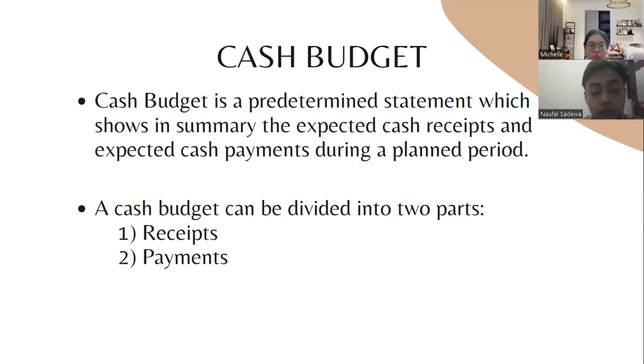A cash budget can be divided into two parts. First is receipts, such as cash sales, receipts from the debtors or customers, receipts from interest, dividends, etc. The second is payments, such as cash purchases and payments to creditors or suppliers, payments for interest on loans or debentures, and payment of dividends to shareholders, etc.